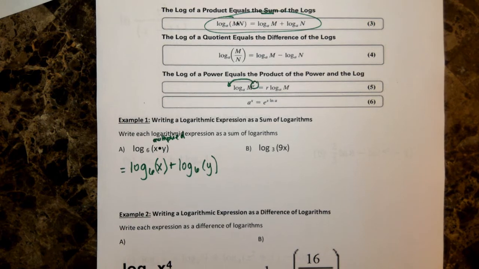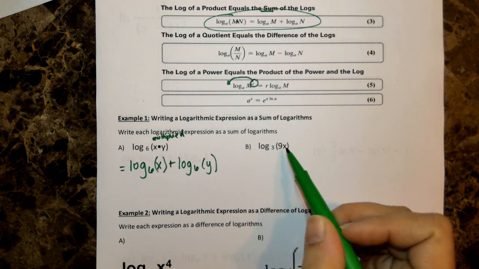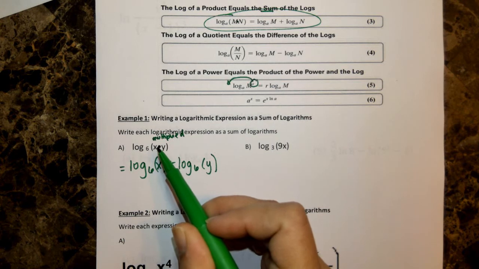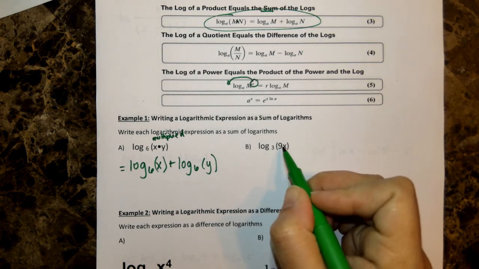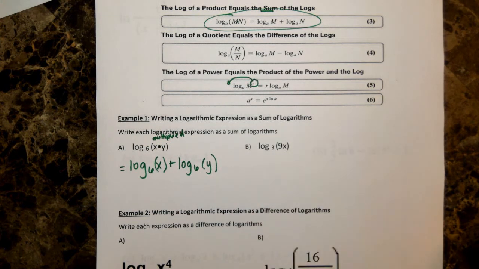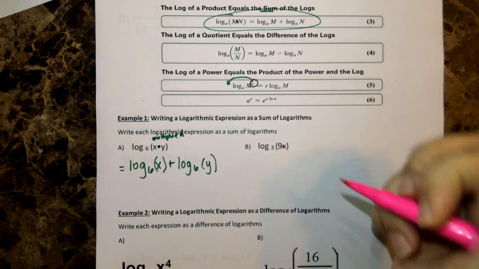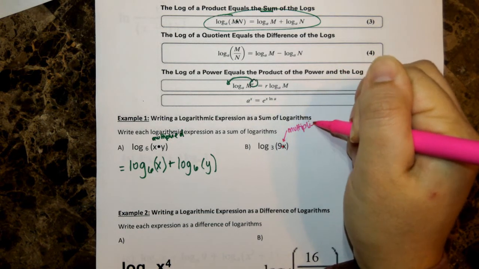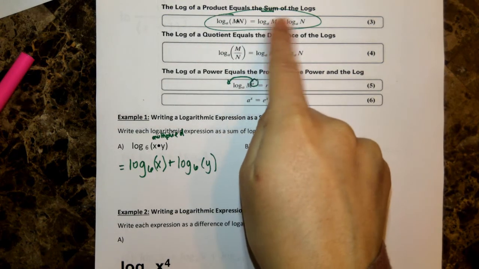Okay. Example 1, part B, we have log base 3 of 9x. Now there's no clear multiplication symbol like there was on the previous example, but we do still have two separate terms that are being multiplied by each other. 9x, these two terms are being multiplied by each other. It's not clearly written, but there is a multiplication symbol. 9 is being multiplied by x. So anytime you have two things that are being multiplied by each other inside of a logarithm, you can always rewrite it using the sum of logarithms property.